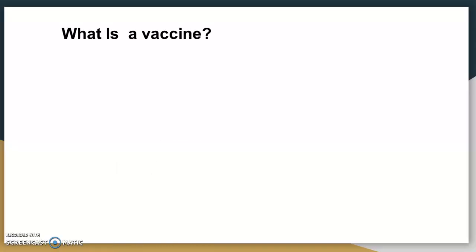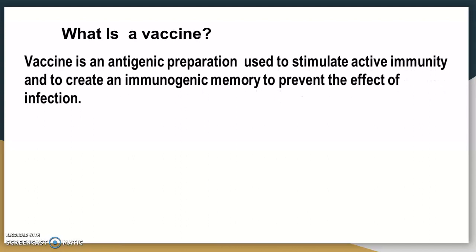So what is a vaccine? A vaccine is an antigenic preparation used to stimulate active immunity and to create an immunological memory to prevent the effect of infection. What is an antigenic preparation? Antigenic preparation means any foreign particle which can generate antibody in our immune system.